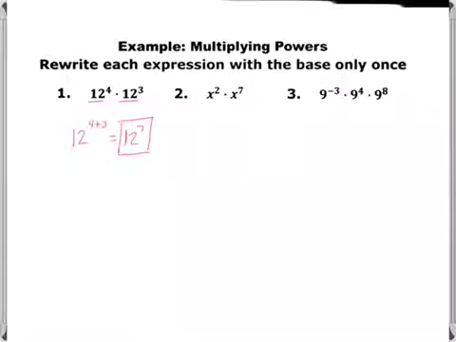In question 2, same idea. We have bases of x. So we have x squared times x to the 7th. We're going to add our exponents together. So 2 plus 7 gives us x to the 9th power.